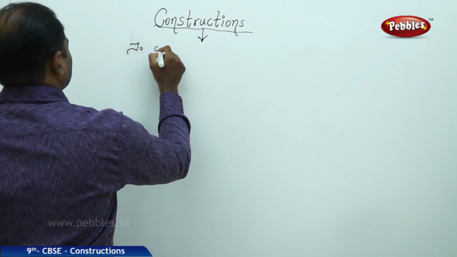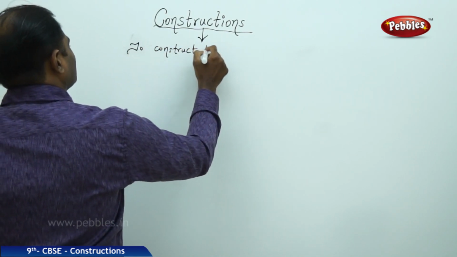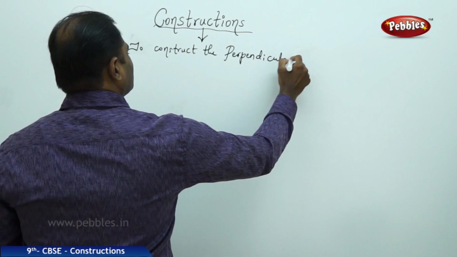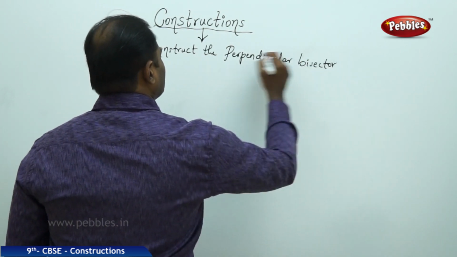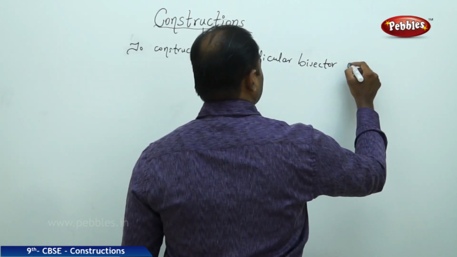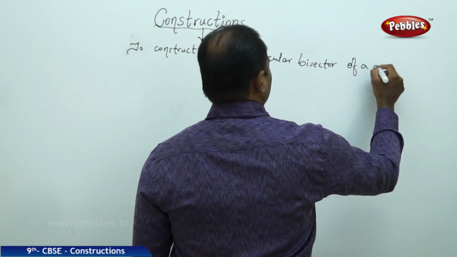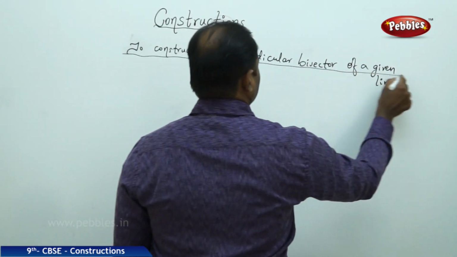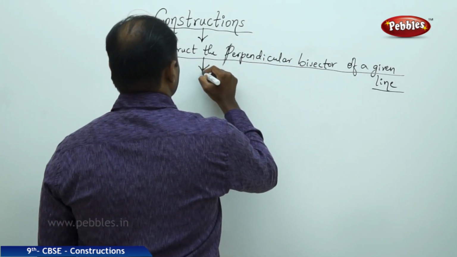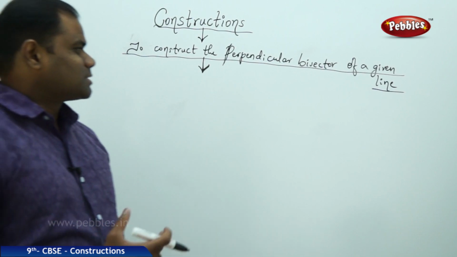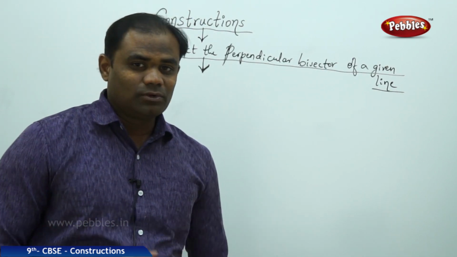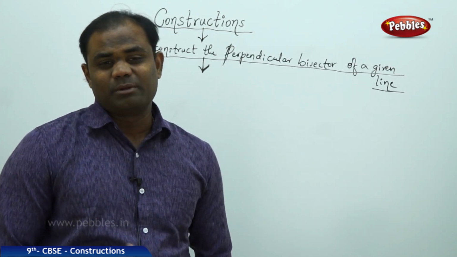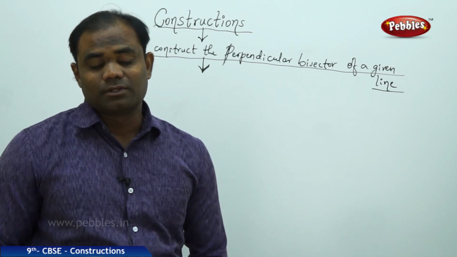To construct the perpendicular bisector of a given line. Now we know that a perpendicular bisector is a line which exactly passes through the midpoint of the given line and which is perpendicular to the given line.